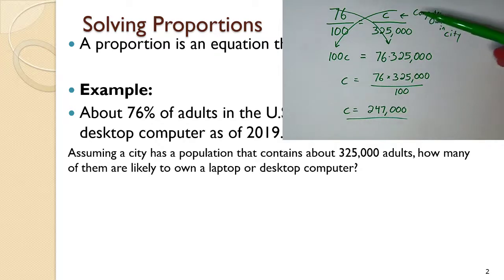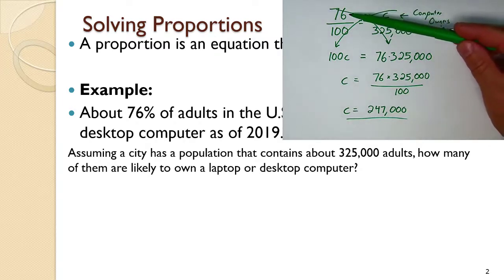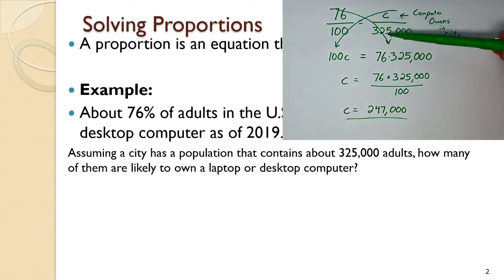Now, you probably recognize that we could have solved that by taking 76% and turning it into a decimal, and that could be multiplied by 325,000. That's true, but I want you to recognize that the proportion works well too, and we're going to use that for some of our work today.